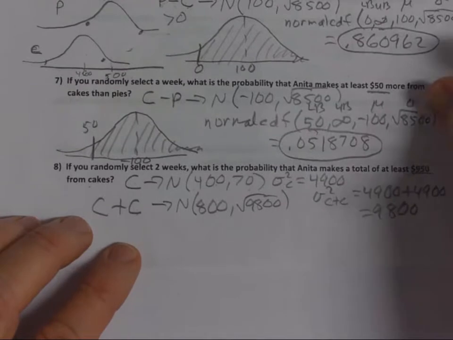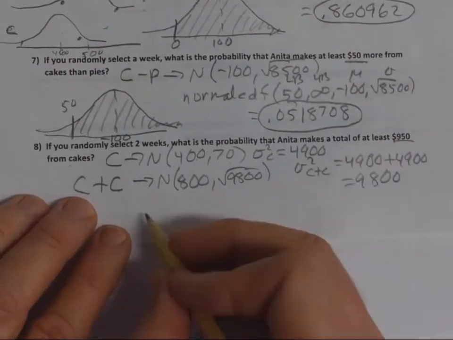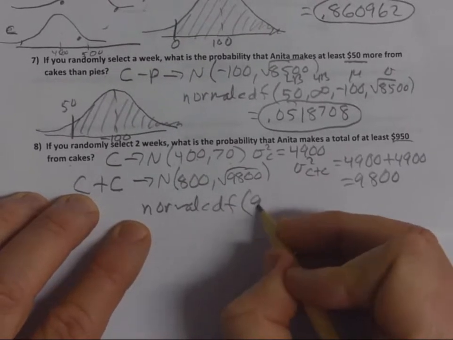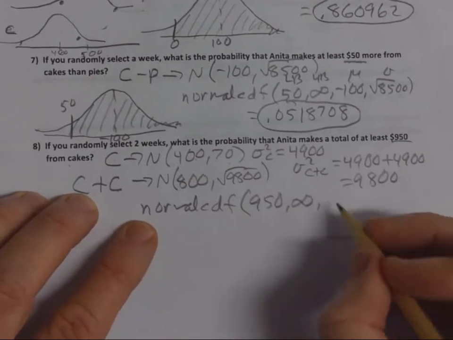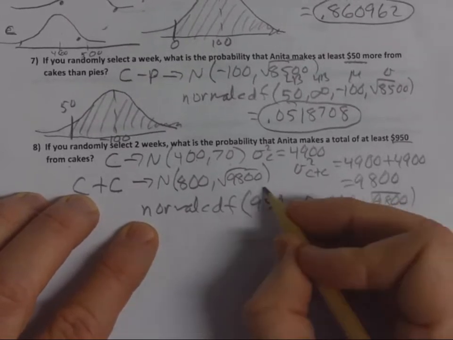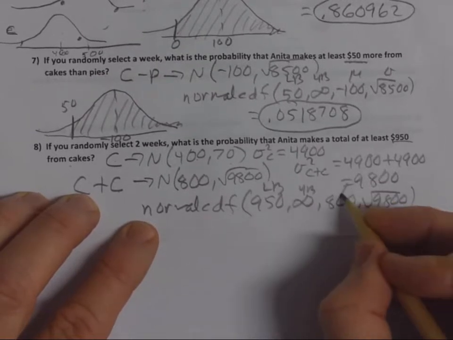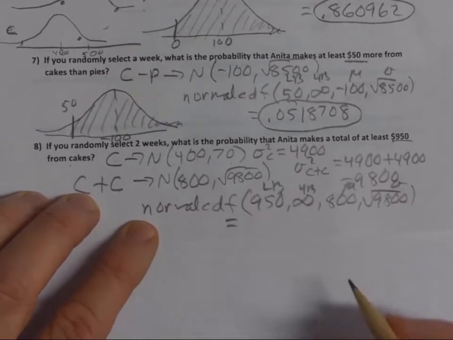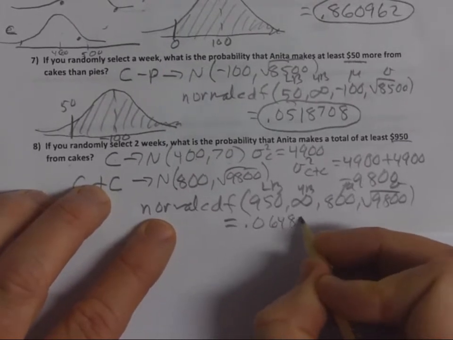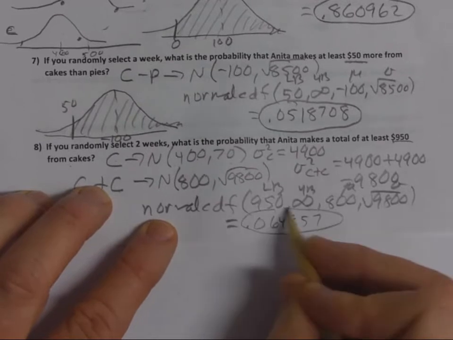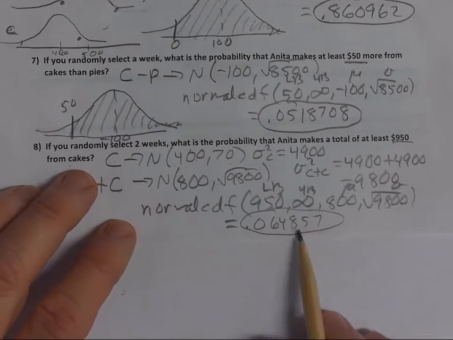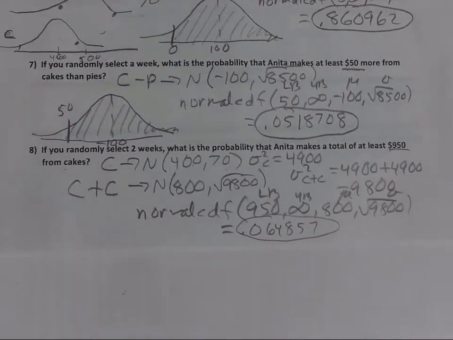And so then what's the probability of getting greater than 950 on that? Well, we would say normal CDF from 950 to infinity. Our mean is 800. Our standard deviation is the square root of 9,800. So that's our lower bound. That's our upper bound. That's our mu. That's our sigma. And so when you do that, this would be 0.064857. So it's sort of an unlikely thing to happen to get a value to make that much money from cakes over 2 weeks, but it's sort of a plausible thing.